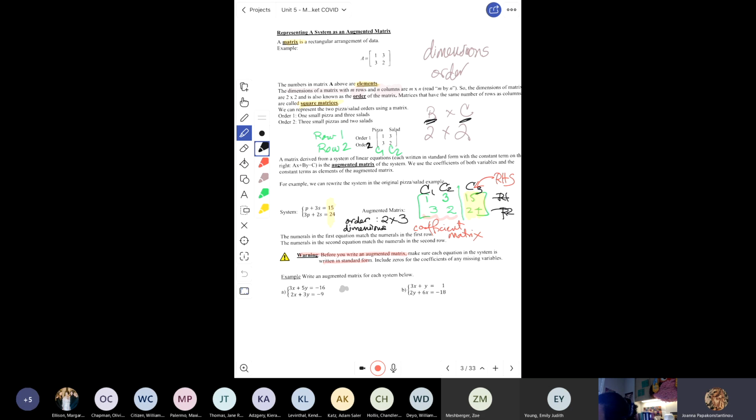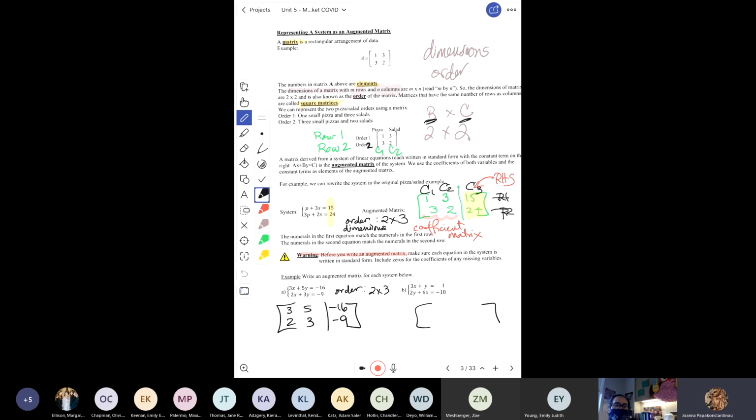What is going to be the order of the matrix corresponding to A? How many rows, how many columns? It is a 2 by 3. Okay, what is the first row? 3, 5, negative 16. What is the second row? 2, 3, negative 9. And you always read them across the row. You don't read columns, you read them element-wise by row.